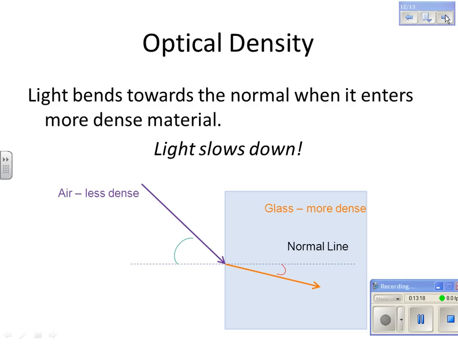So in other words, light does slow down. I said not to a great extent, but it does slow down. That's important to remember also. Make sure we have taken time to write that down too.